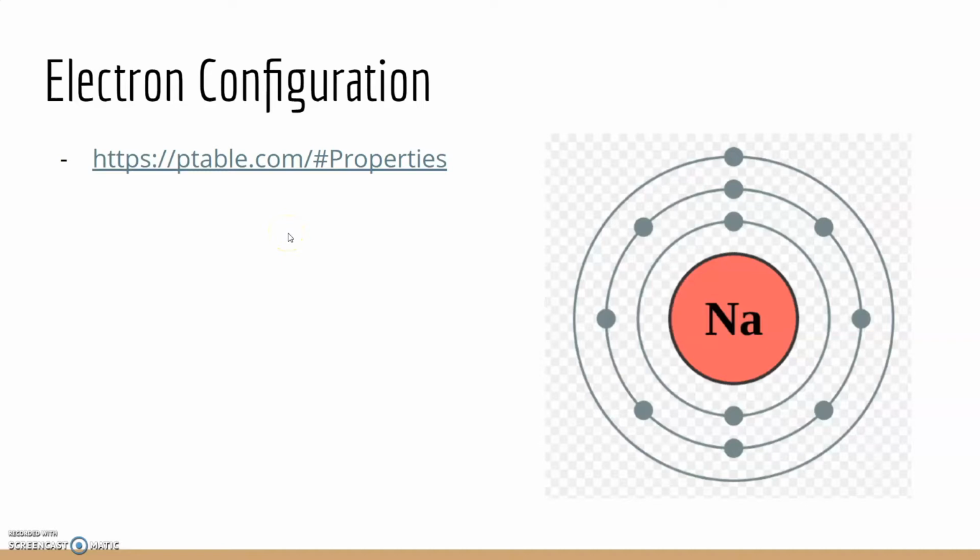I would advise you to open up this link. Just search a periodic table on Google and open this link. It should be the first thing you see. It has very helpful properties for each element on the periodic table.